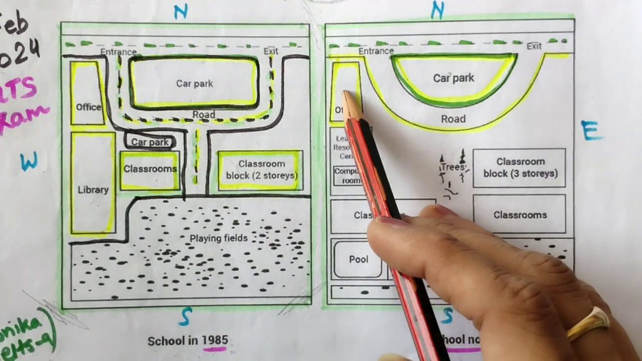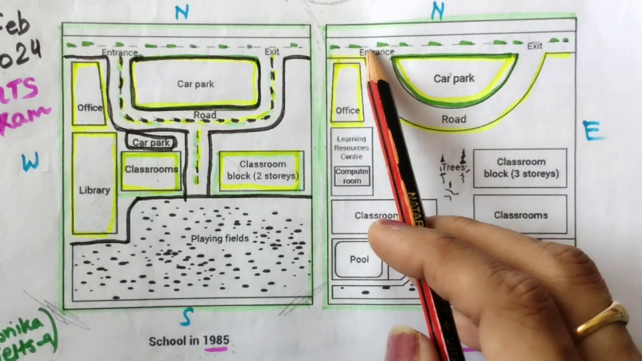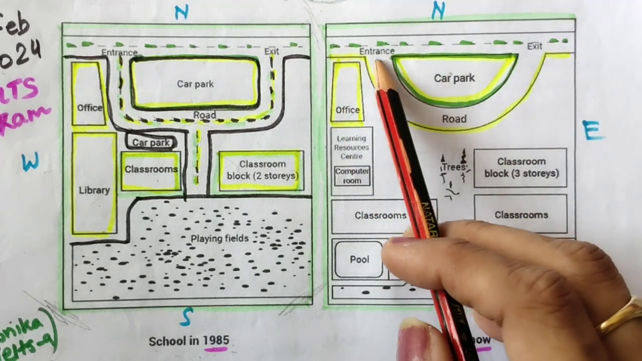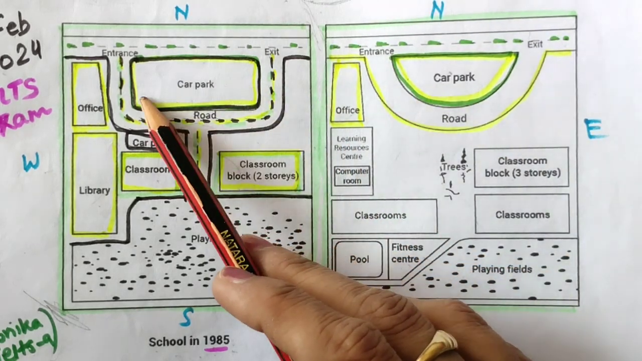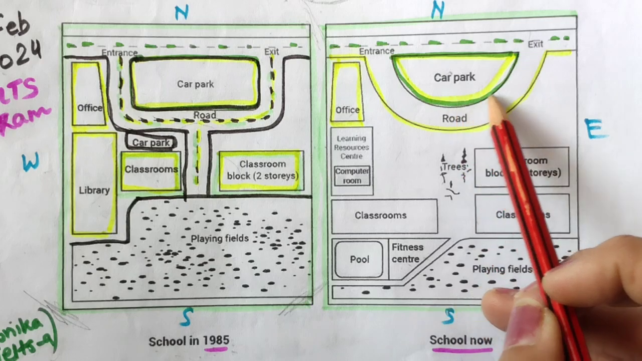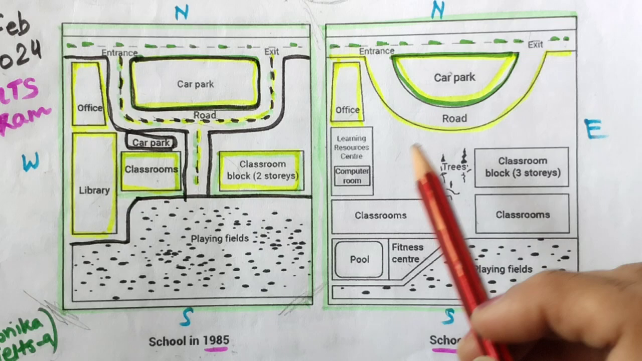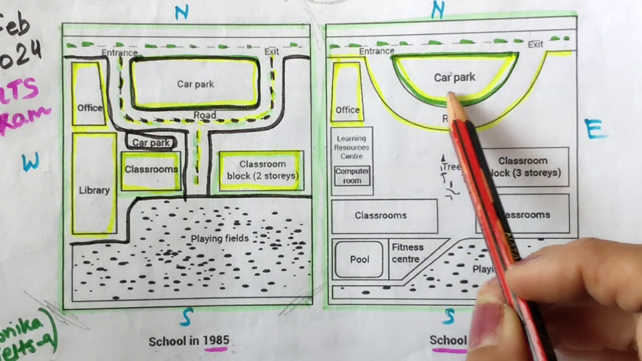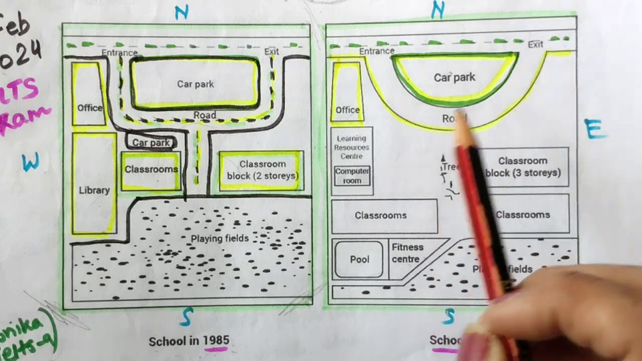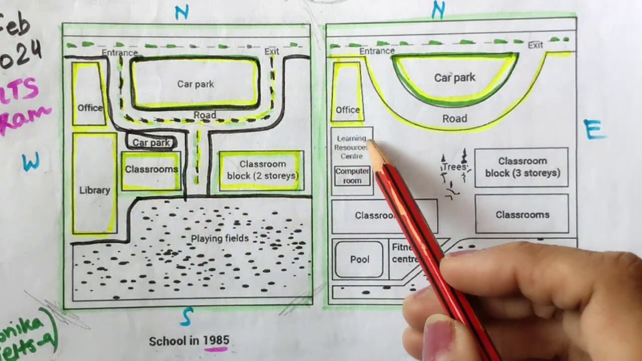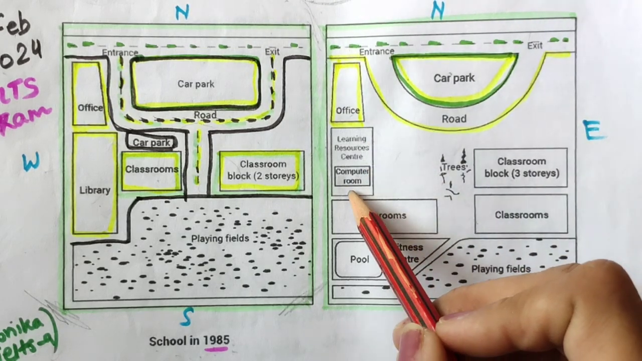See, we can see office building remains same, it is unchanged. Entrance and exit, these gates are also unchanged. So car park shape, I can see it was earlier rectangle shape, now we can say half circle kind of shape is this car park. And road, of course, when the shape of car park is this, the shape of the road is also changed. Now instead of library, they have converted into learning resources center and computer room.